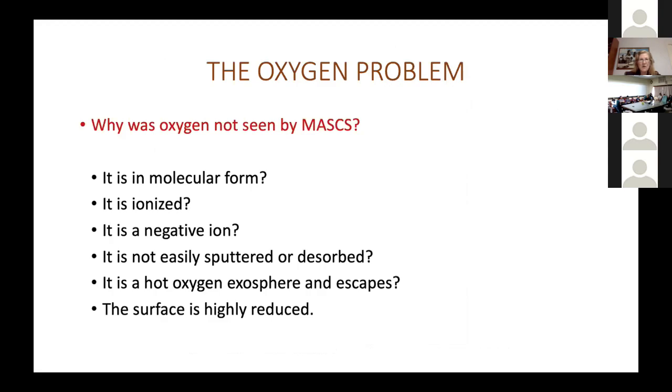So we also have a problem with oxygen. There was an upper limit from Mariner 10, but MASCS did not see oxygen. There was a very small upper limit, I think like 25 Rayleighs. So why don't we see oxygen at Mercury? Is it in molecular form? Is it ionized? Is it a negative ion? You know, oxygen is highly electronegative, so it could be a negative ion. FIPS was not set up to look for negative ions, although you could do that.